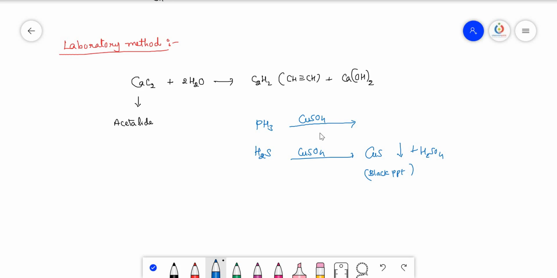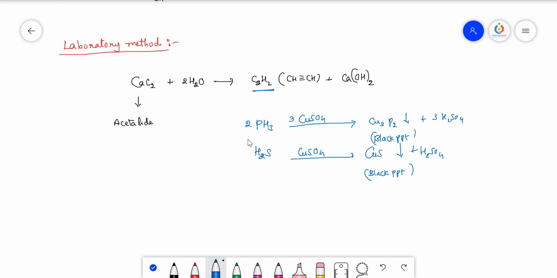Similarly, phosphine combines with the copper sulfate and forms Cu3P2, cupric phosphide. It is also a black precipitate, plus it forms H2SO4. I did not balance this equation. In this case you need to take 3 moles of copper sulfate and 2 moles of phosphine, so that here we get 3 moles of sulfuric acid. So in this way we get the pure acetylene gas.